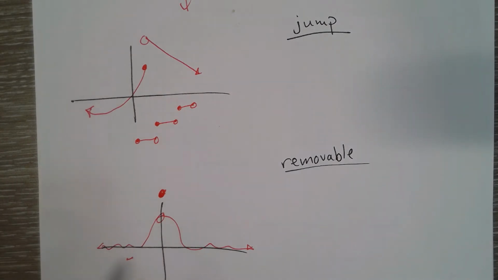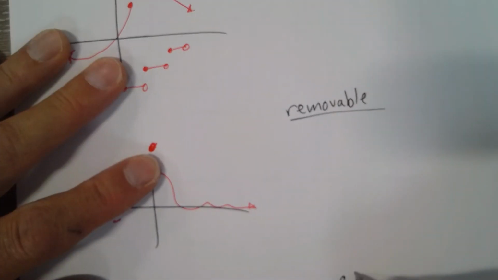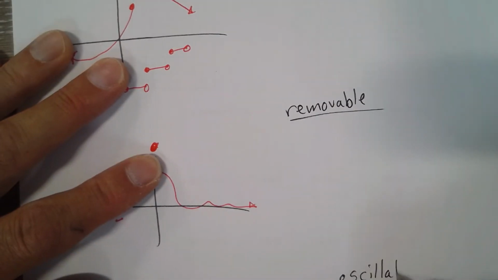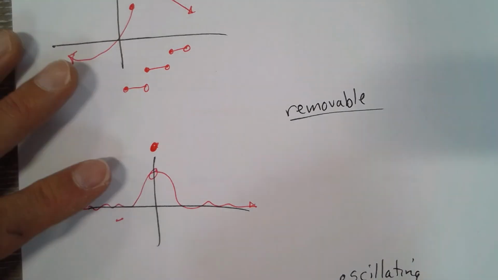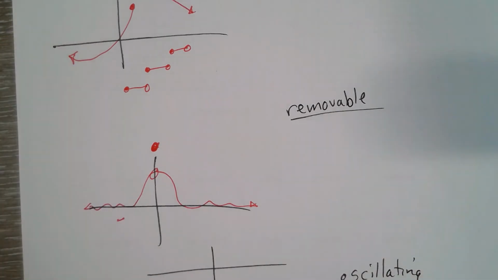There's also an oscillating discontinuity. I'll squeeze it down here. Oscillating discontinuity. That's when it just starts to freak out when it gets close to a point. So I think it's maybe sine of 1 over x. Let's try that.